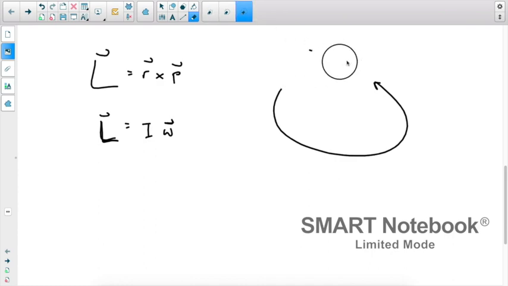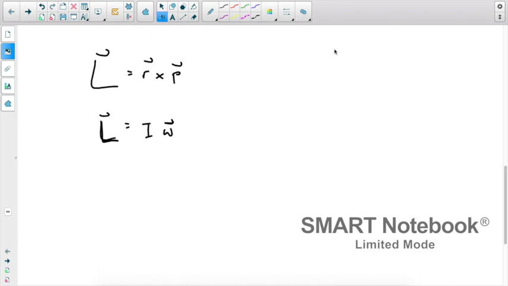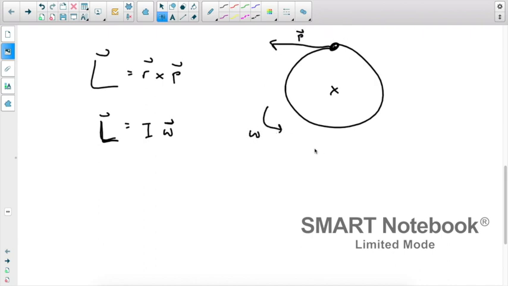But for something that is just spinning, like a bike wheel, here's the axis of rotation. That's always the first thing we do, right, is identify the axis of rotation. Here is my momentum vector for that point. Let's say that this thing is rotating counterclockwise with some omega. Here's an r vector. And let's say that this is a hoop. It's just a simple wheel, so it has all of its mass out here.